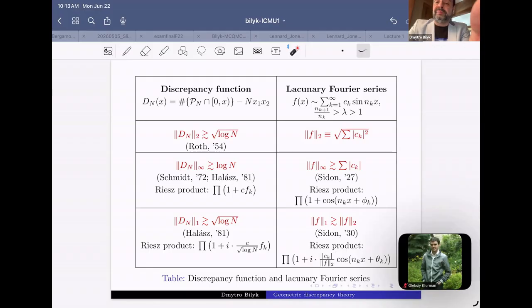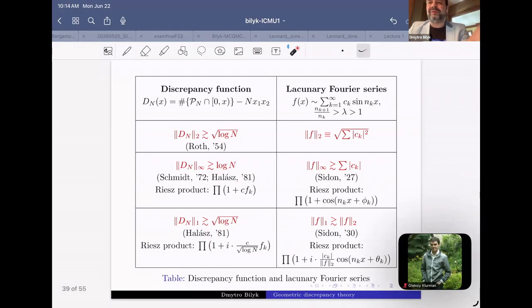So you need to go into complex numbers. And there is a similar bound for the L1 norm of the discrepancy due to Halász, which is also proved using a Riesz product of this type. So it's a very funny connection, which is not completely understood, the connection between lacunary series and discrepancy function. Both of these bounds using Riesz products were proved by Halász in the same paper. I suspect he probably read Sidon's papers right before that, or the exposition in some book.